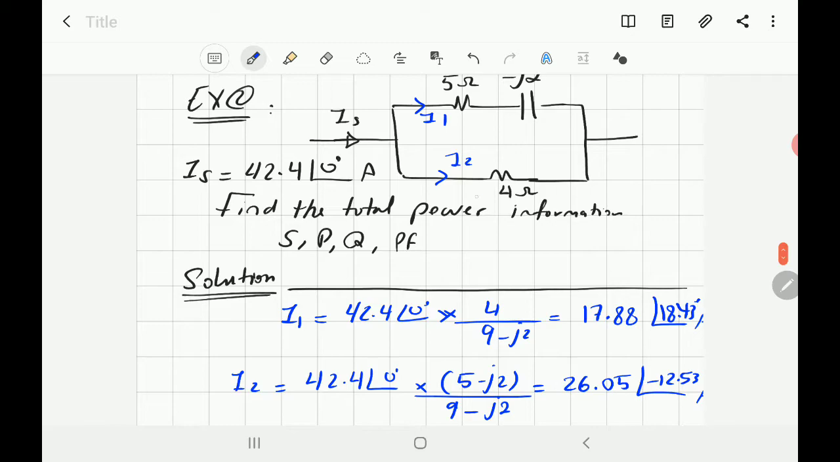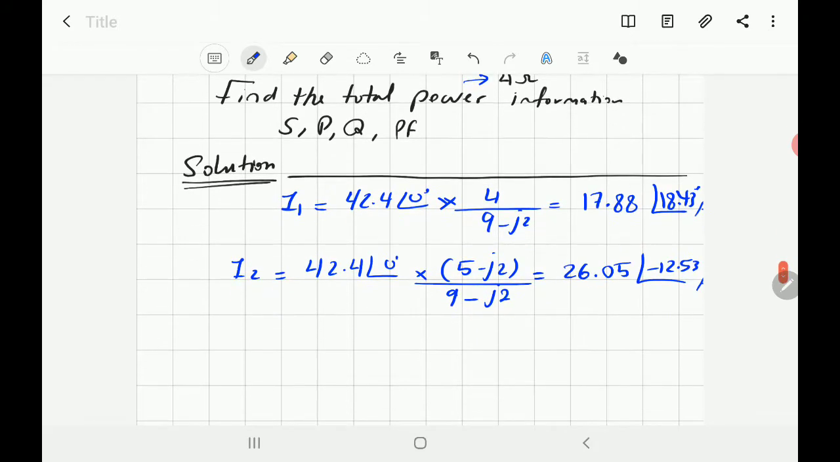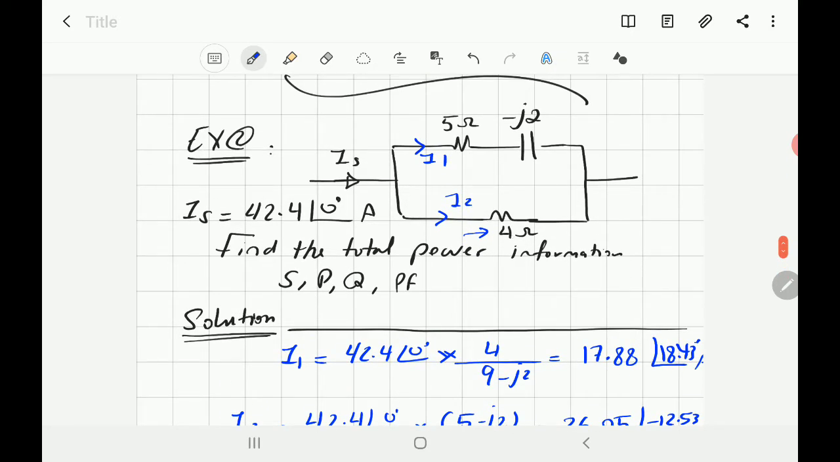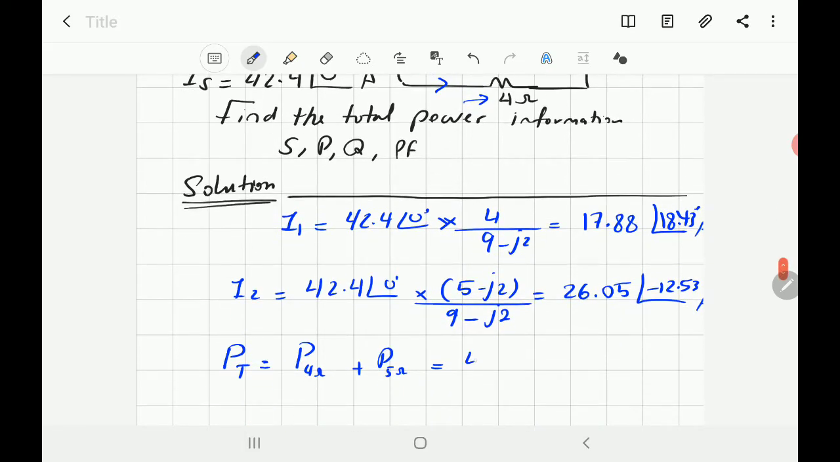Let's find now the power consumed in the 4 ohm. Let's call it the total power. It has two powers: power consumed in the 4 ohm and the power consumed in the 5 ohm. For the power consumed in the 4 ohm, you have the resistance equal to 4 and the current is I2. So we'll say 4 times I2 squared, magnitude only. That's the current magnitude, 26.05 squared. So that will be the power consumed by the 4 ohm.